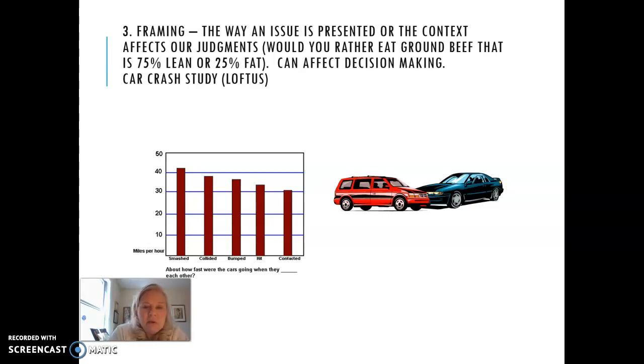Elizabeth Loftus, the memory researcher that we looked at last time, she did a study, a very easy study actually. She just showed about a 20-second video of a car crash. She changed one word in the question for the participants in the study, and you can see in the graph, she asked merely how many miles were the cars going when they blank into each other: smashed, collided, bumped, hit, or contacted. And as you can see, the responses varied purely based on the word that was used in the question. So the next time someone says something to you, think about how they're framing it.